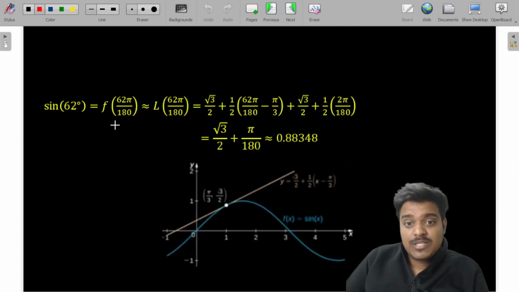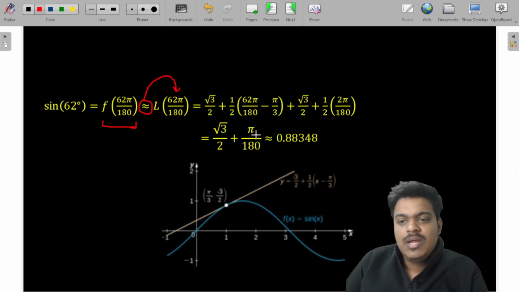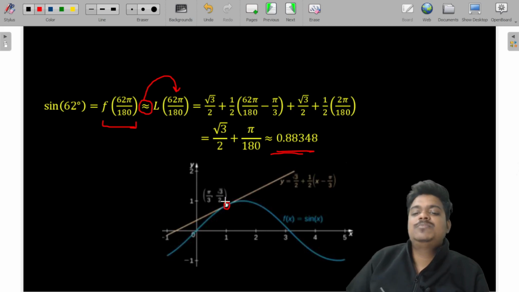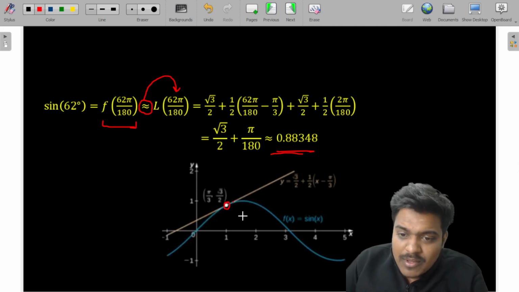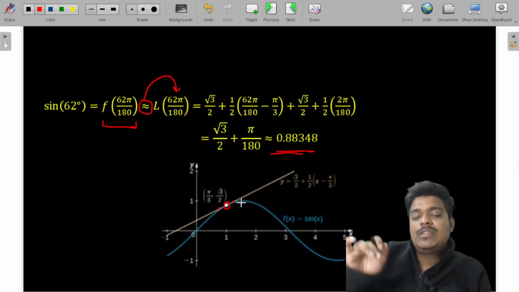The value of the function at 62 pi by 180, this sine, is approximately equal to the linear approximation, and you get the value somewhere around 0.88348. So that's what I have told you. If you have approximated the value at this point, you can get the value above. If you try to see whether a point is here or here, it is approximately lying on the same line.